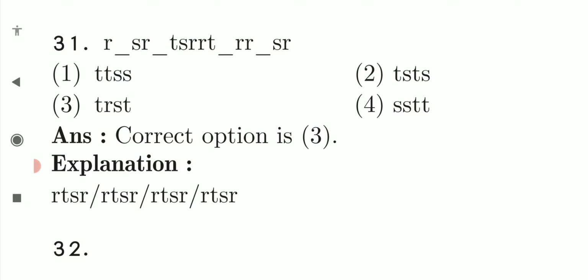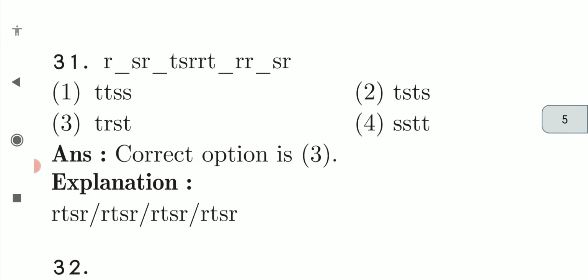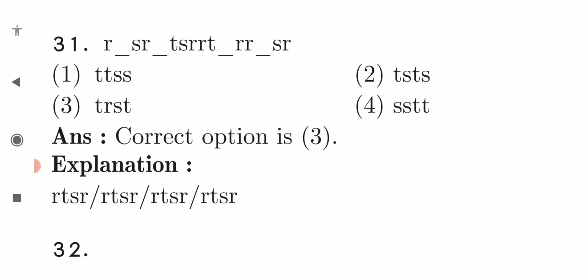See, R-S, R-T, S-R, R-T, R-R, S-R. So I will give you one trick: just substitute the options there and see whether there is any coherence. Here the correct option is 3. If you substitute, see the explanation, you will get R T S R, R T S R, R T S R. So what you have to do in your examination is take the rough paper, substitute, and check which option is correct.